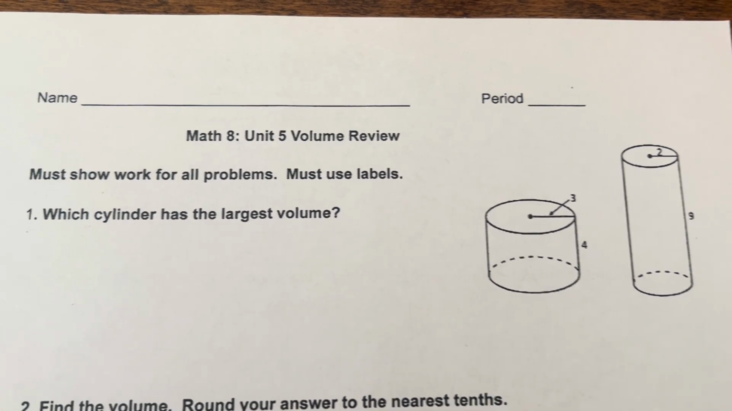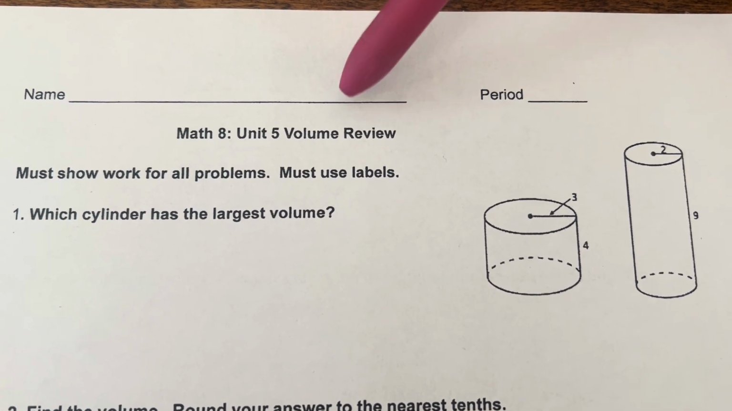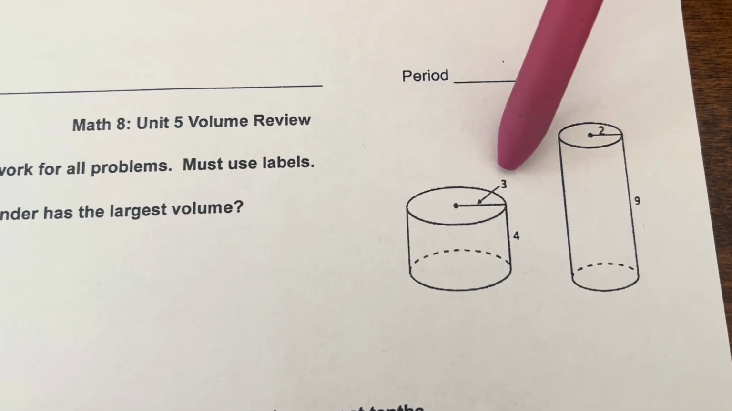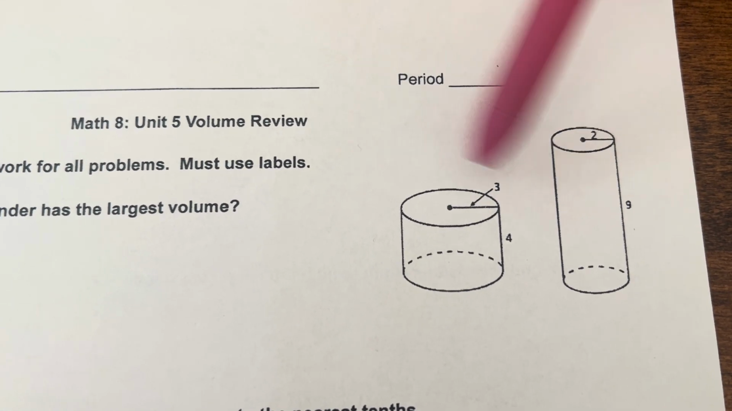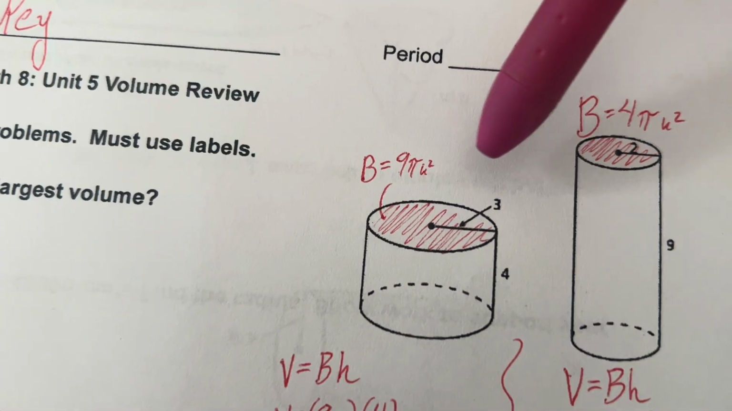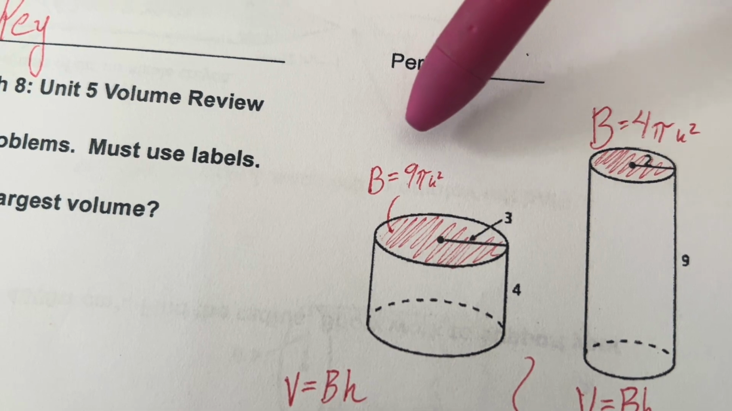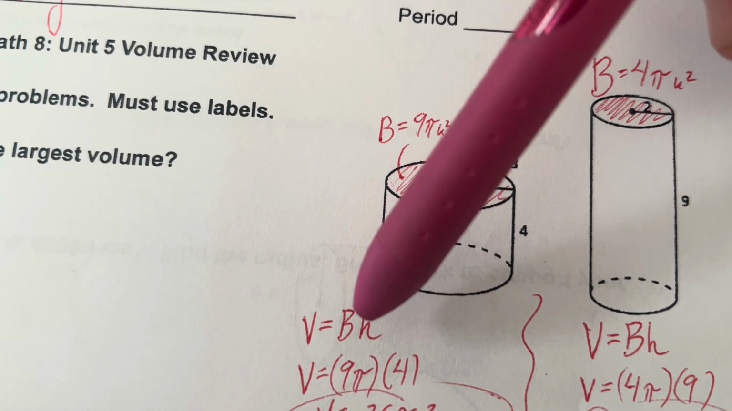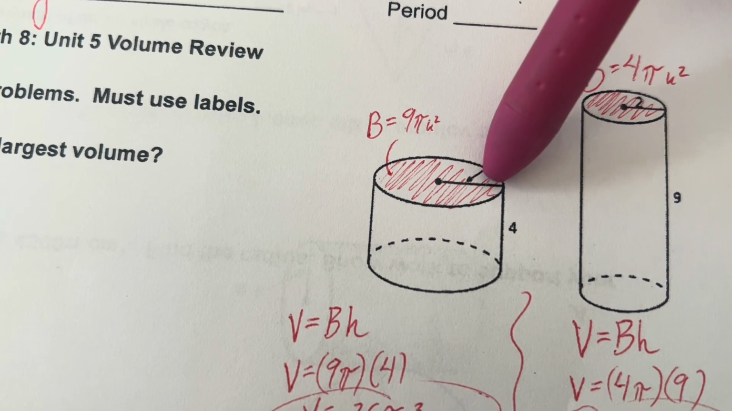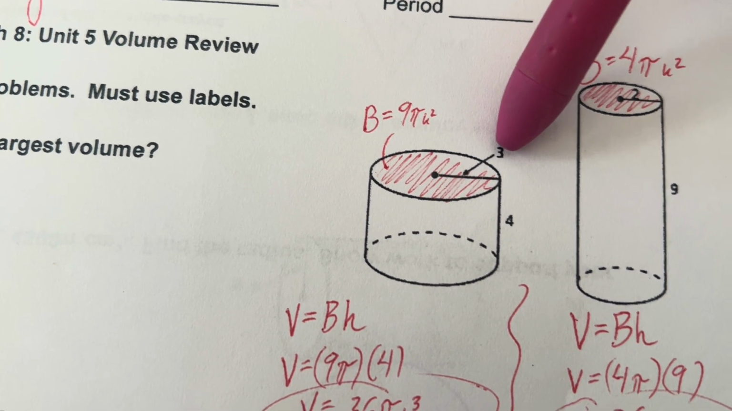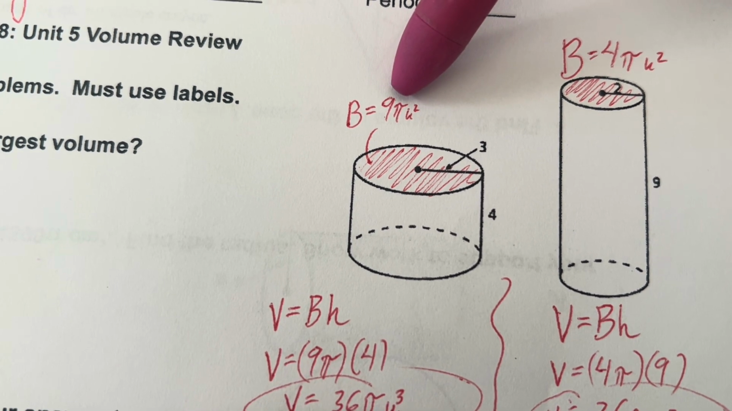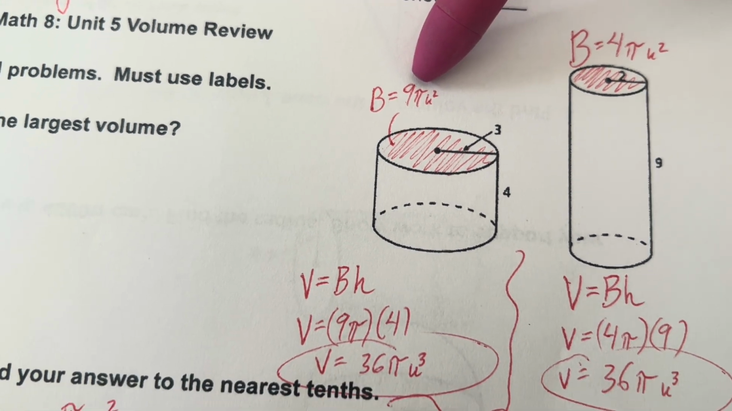Okay, guys, so this is preparing for our review on volume of cylinders first. Remember, for these guys, this question is asking us to compare which has the larger volume. Remember, to do that, we want to use the formula of volume is equal to base area times height. Remember that the base area is pi times r squared. So that's 3 squared, or 3 times 3 times pi, and that's going to give us 9 pi units squared.